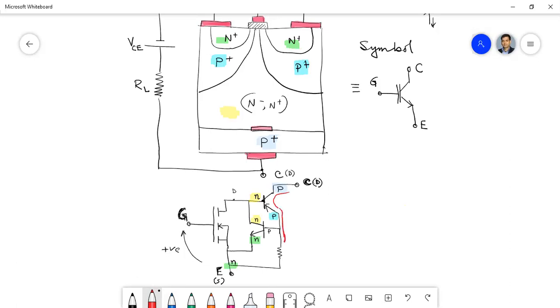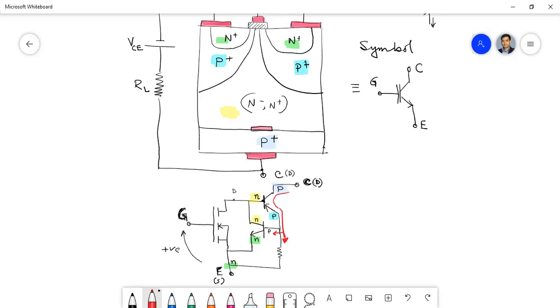Now the question is, there are two paths. One is this, another is this, isn't it? So there are two paths through which the collector current may flow. Is that clear? The current can flow directly to this emitter, or through this base of this NPN transistor. Correct? So these two paths are clear.